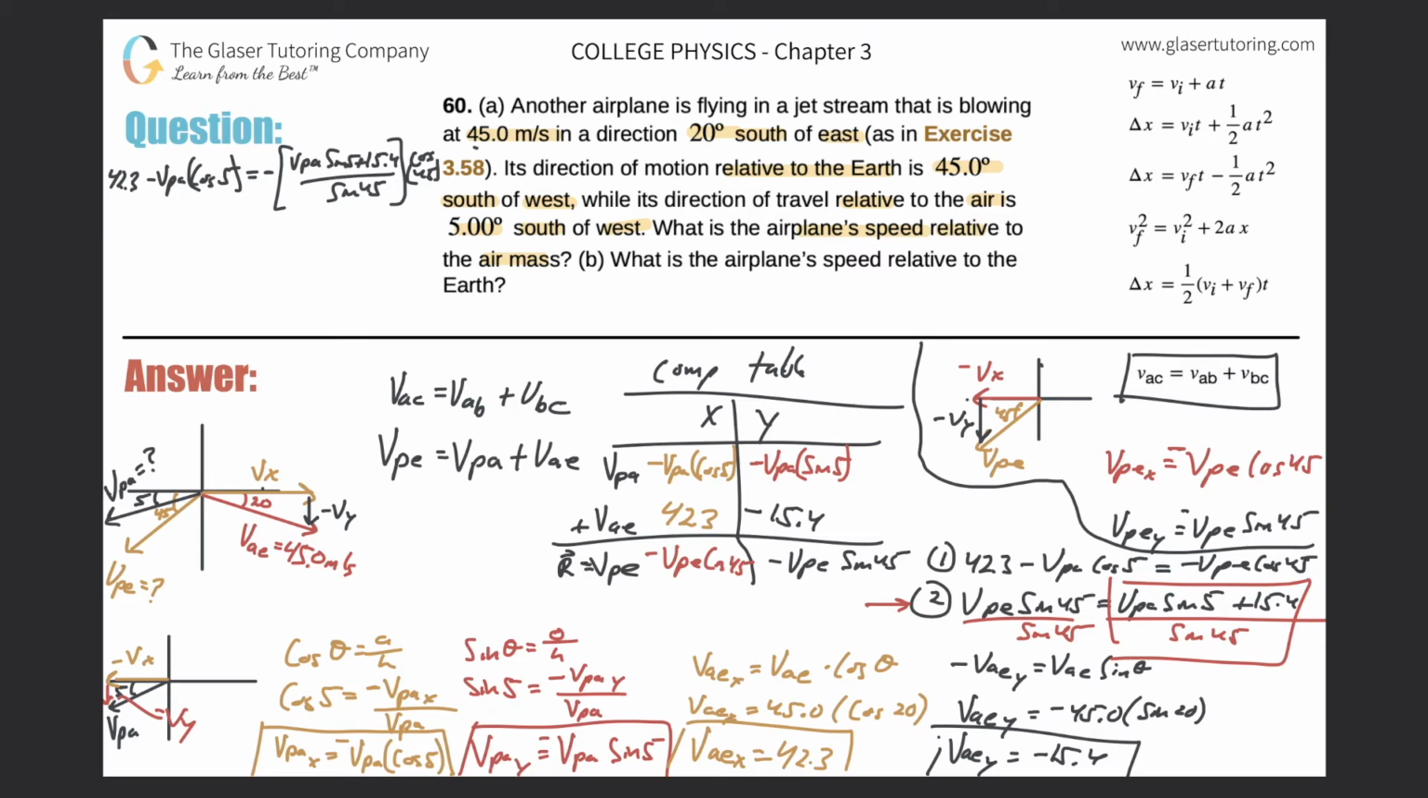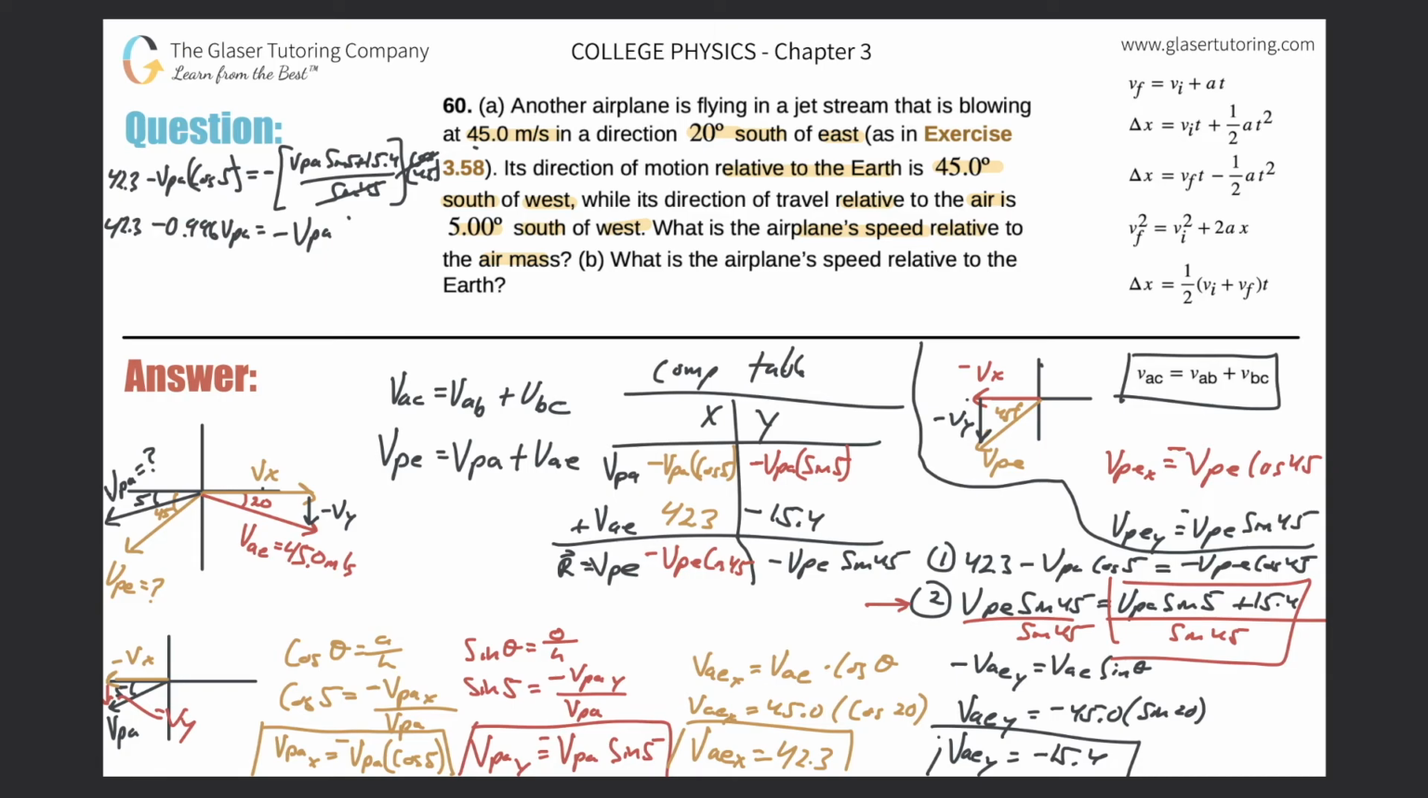All right. So now let's clean this up a little bit. Let me find a value for cosine of 5. So this is going to be 42.3 minus cosine of 5, 0.996 VPA will equal. So now let's take cosine of 45 and divide it by the sine of 45. Cosine 45 divided by sine of 45, guess what it's going to be? It's going to be a value of 1 because they're the same. So this essentially just cancels. So now we're left with negative VPA times the sine of 5.